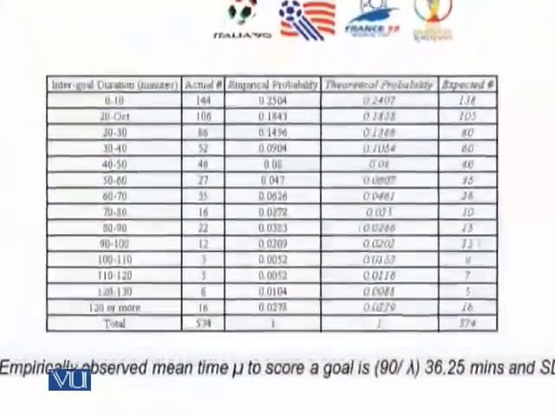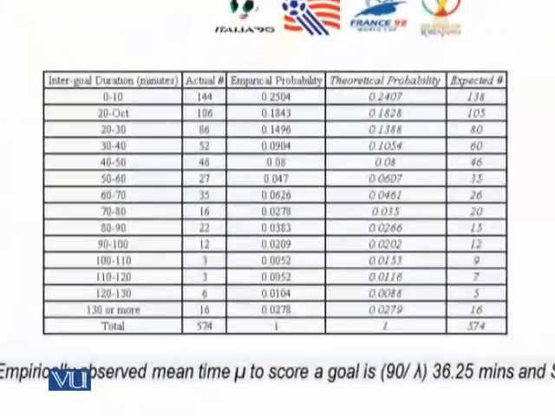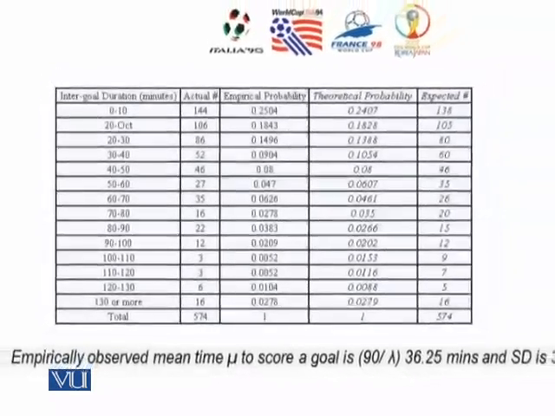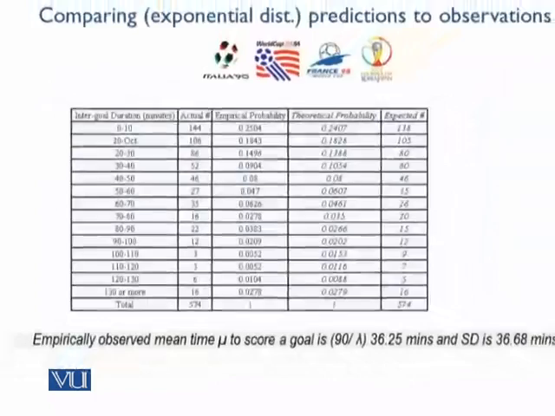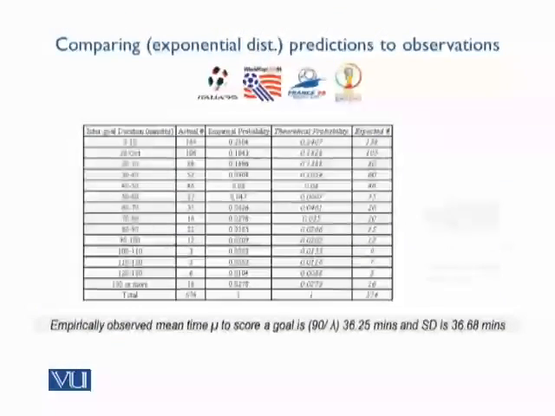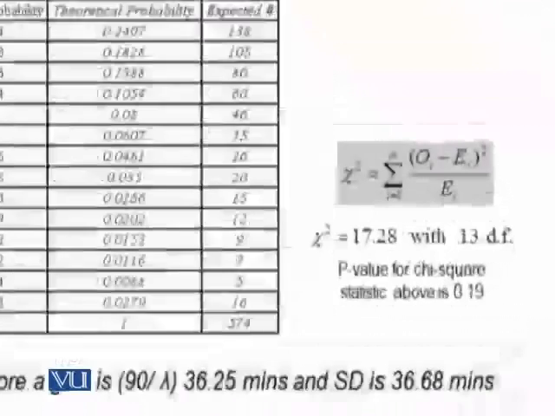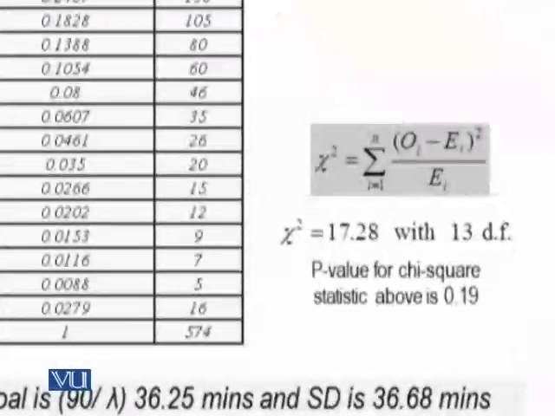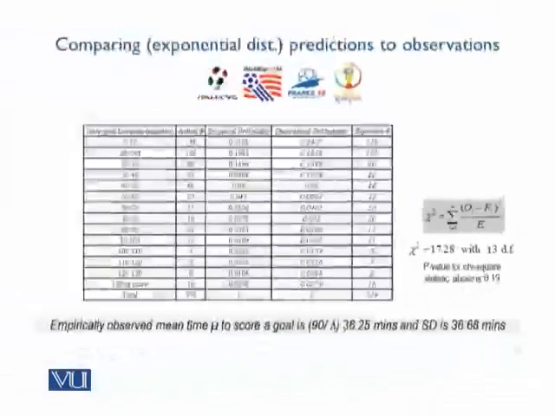In this table, you have all the duration intervals, and it is shown how many actual goals you had in those intervals and what were the predicted number of goals. When we compare them, we see a good match. But we can use the chi-square statistic formula to formally calculate the value of our test statistic. The value comes out to be 17.28 with 13 degrees of freedom. Now the question is, is this 17.28 low or high? Should we reject or should we fail to reject?